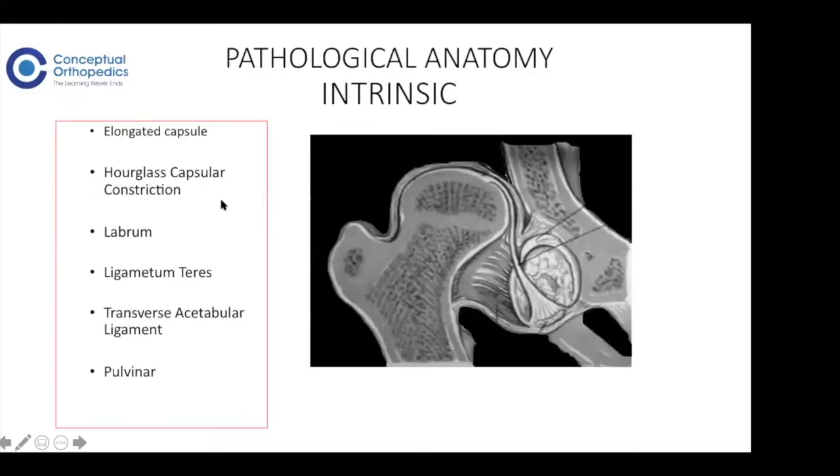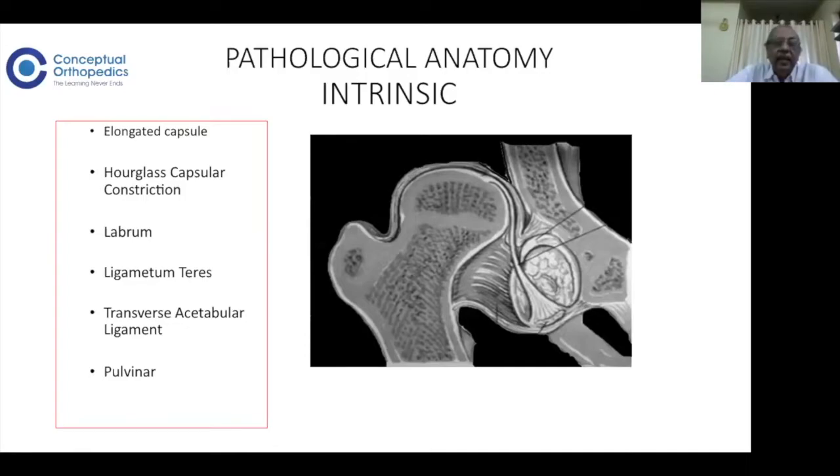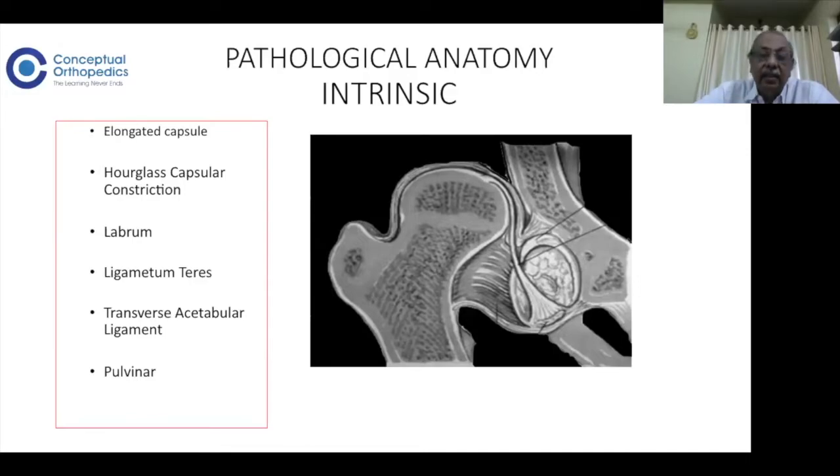What are the intrinsic factors that prevent reduction? It is the capsule, that is, the elongated, redundant capsule. Then you have the hourglass constriction produced as a result of the tight psoas muscle. Then the labrum, I have already said, the inverted labrum. The ligamentum teres thickens. The transverse acetabular ligament contracts, and the pulvinar, that is the fibrofatty tissue within the acetabulum, also prevents reduction. These are the 6 intrinsic factors that prevent reduction in the case of a DDH.